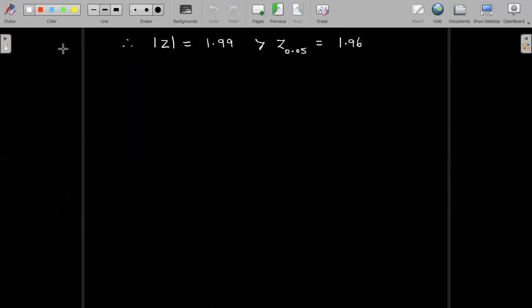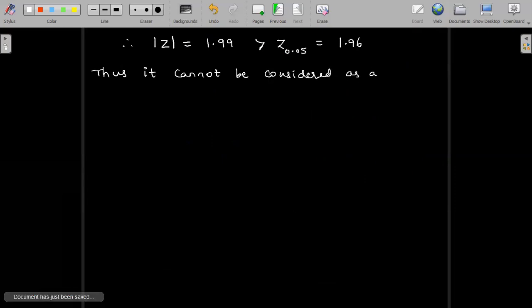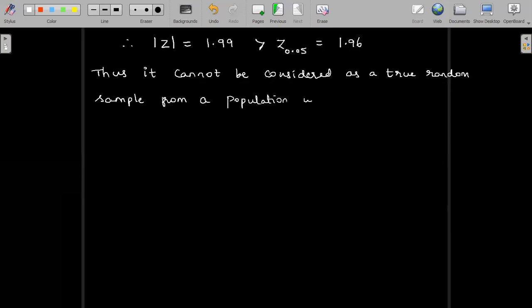It is one and the same as writing: it cannot be considered as a true random sample from a population with mean life of 40,000 kilometers.